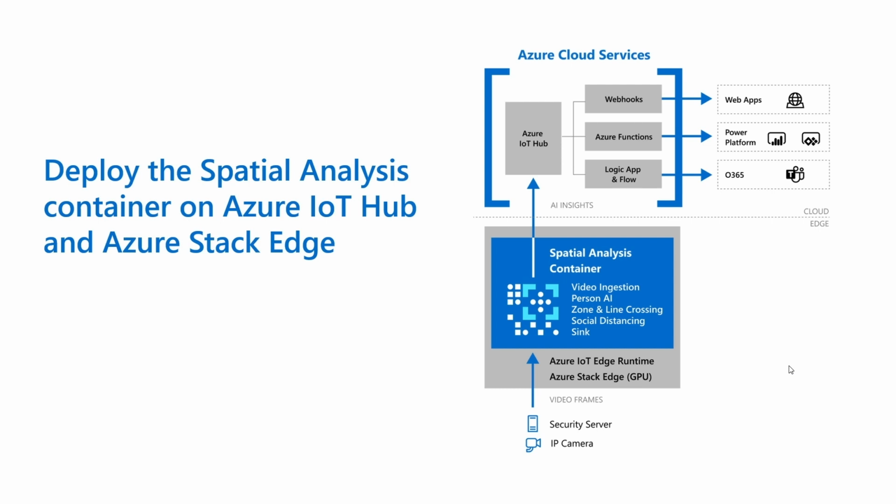You can deploy spatial analysis with Azure IoT Hub. You need to create an instance of IoT Hub service and register the edge device. Then, with the deployment manifest, you may deploy the spatial analysis container as an IoT module.